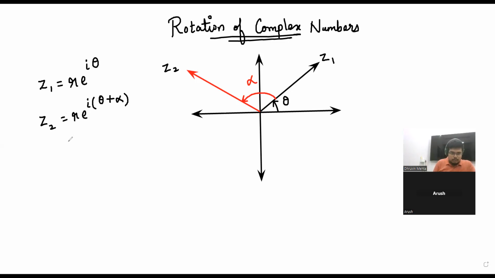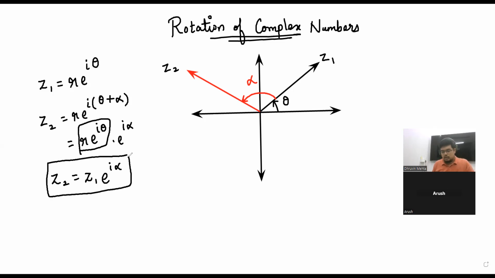Let us now solve this. So this is e raised to i theta into e raised to i alpha, we can write it like this. Yeah, makes sense, sir. But what is r e raised to i theta, Arush? z1. Correct. So this is the concept of rotation of complex numbers. So if z1 is rotated by angle alpha, then what is z2? z2 is z1 into e raised to i alpha. Yes. This is the formula.